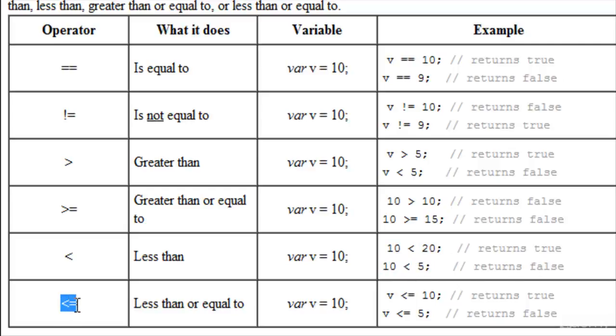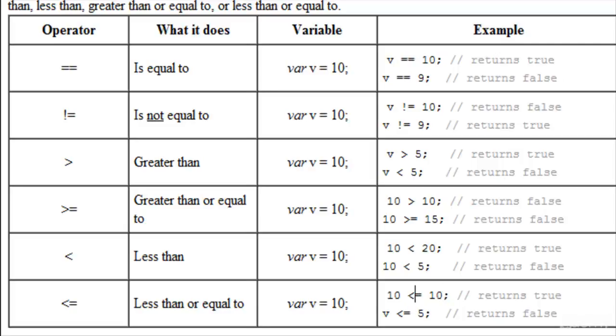And lastly, we have less than or equal to. So variable v, which is equal to 10, is less than or equal to 10. Well, that's true. It's not less than, that would be false, but it is equal to 10, and that's true. If we went with 11, then that would be false. And if we changed our variable to 9, that would be true, because 9 is in fact less than 10. 10 is not less than 10, but 10 is equal to 10.